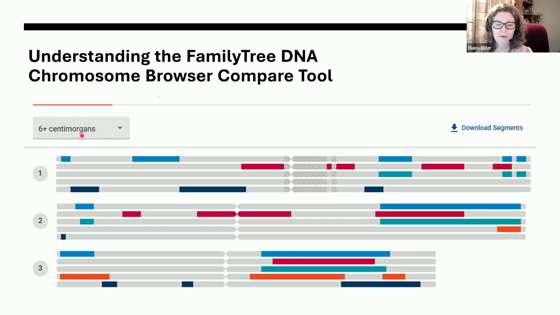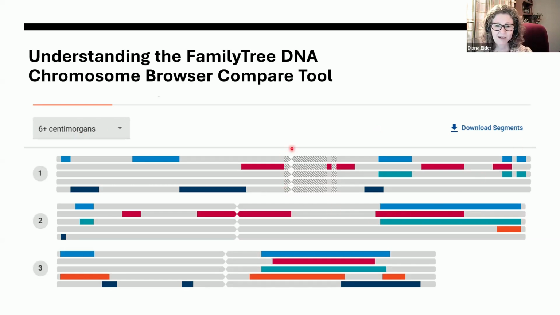So you really wouldn't want it to report all the little tiny segments you might share with people. So you can either leave it at 6 or even go up a little bit higher if you want to only show segments that you share with people at, say, 10 centimorgans. You can also download the segment data from here so that you could use that in your report or to put in your Airtable base or to use for chromosome mapping at DNA Painter. So you can do a lot of things just on this page. And I'll show you how you get to this page in just a minute.